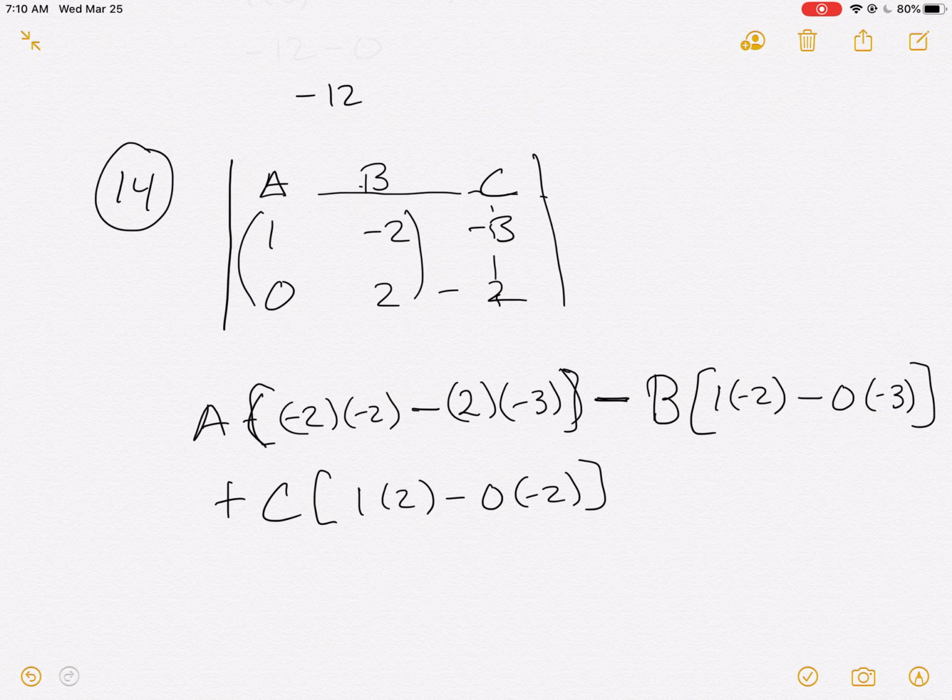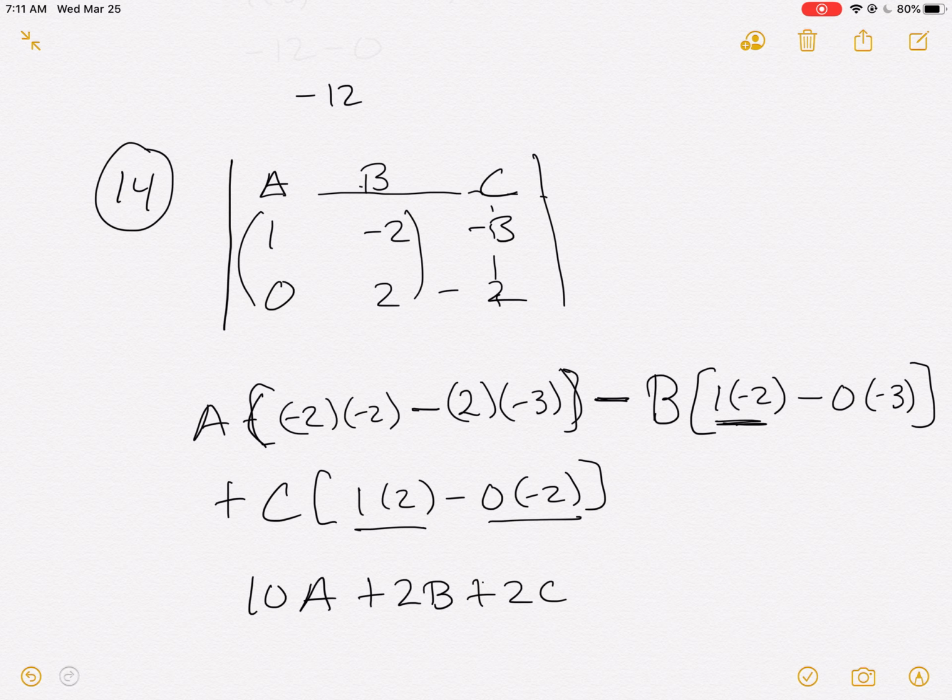Now if we look up in the first one, we have positive 4 minus a negative 6. So positive 4 plus 6 would be 10 A's. Over here we have a negative 2 coming out of the first bracket. Minus 0 is negative 2. The negative of negative 2b is positive 2b. And then here we have 1 times 2, which is 2, minus 0, which is still 2, times positive c is positive 2c. That's what they'll have when you look in the back for number 14.